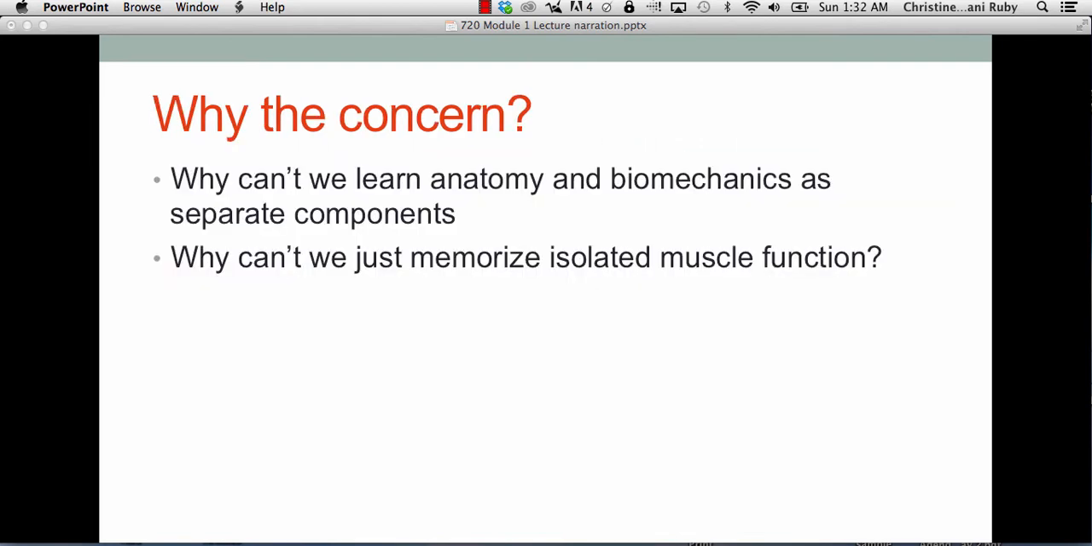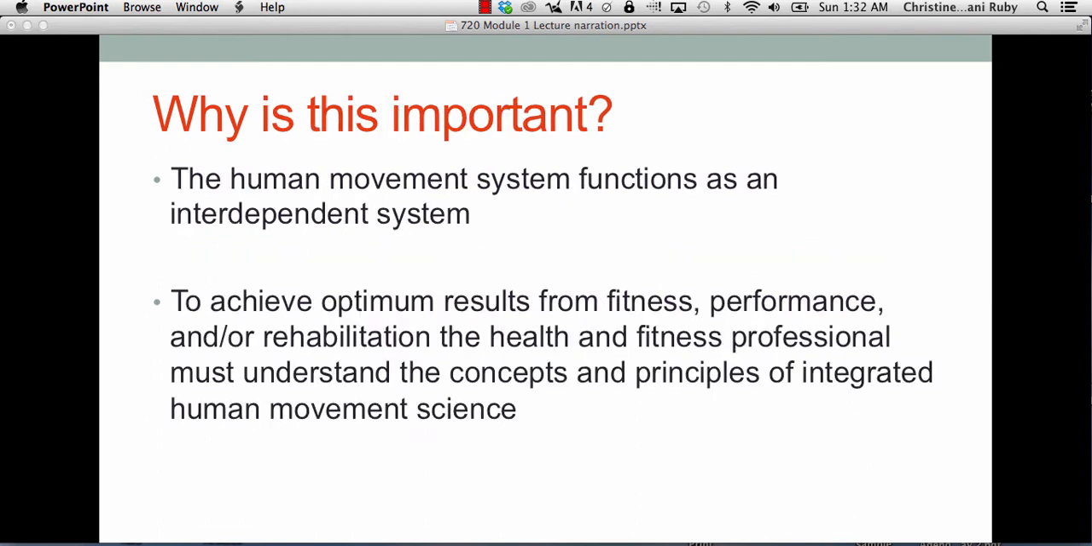So why the concern? Why can't we just learn anatomy and biomechanics as separate components? Why can't we just memorize an isolated muscle function? Well, the human movement system functions as an interdependent system. I always explain it to my clients that it's like a family. We're all networked together, and if there's a problem in one area of the family, other parts of the family feel it. And ultimately, when we do rehabilitation or we work with a client, we are counseling their human movement system and guiding it and trying to improve its function.